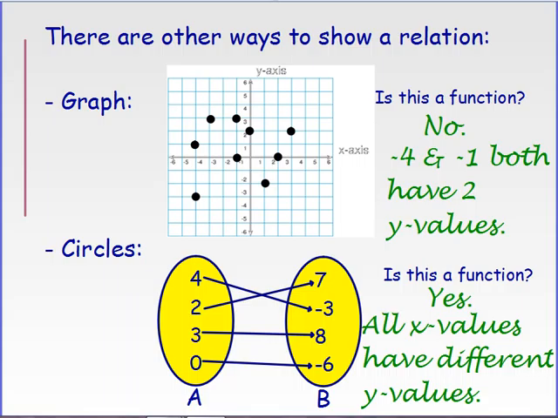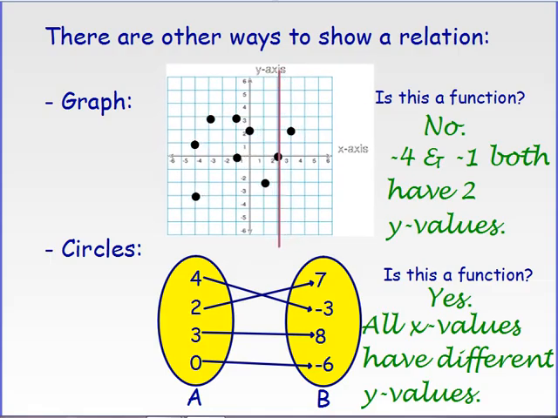I want to show you something on this graph. We can use a vertical line, this is called the vertical line test, to see if this is a function or not. Now, right here, for instance, that point has an x and a y. This point has an x and a y. The x value of 2 is only assigned to the y value of 0.